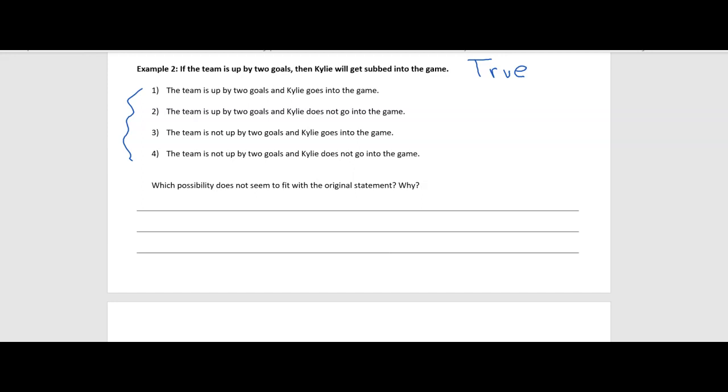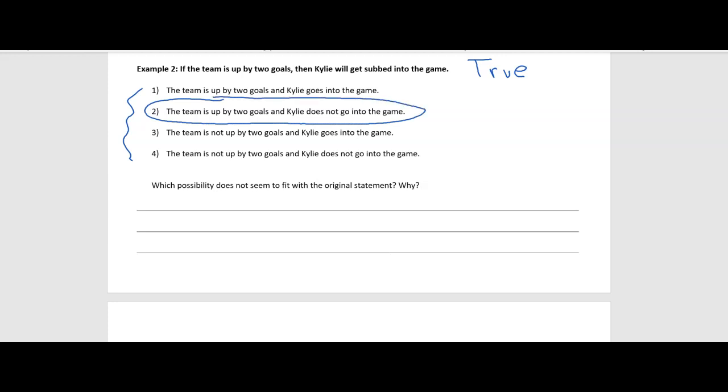So we're okay there. Statement number 2 says the team is up by 2 goals and Kylie does not go into the game. So again, we run into a problem here. If the bold statement is true, then we know Kylie has to go into the game if they're up by 2 goals. But number 2 says that she doesn't go into the game when they're up by 2 goals. So this doesn't make sense.